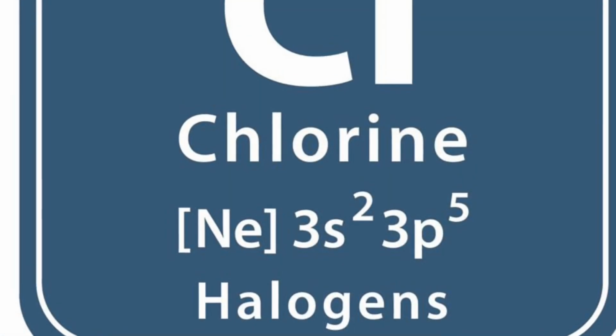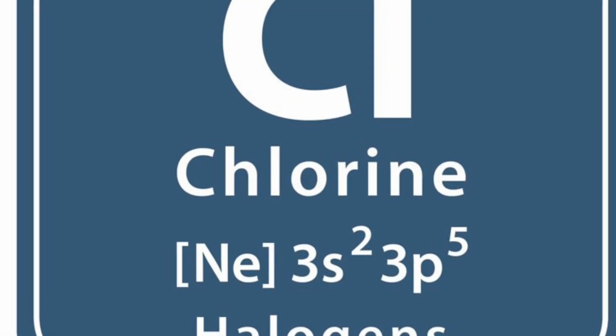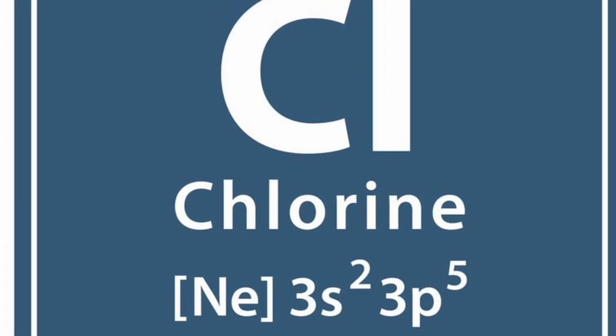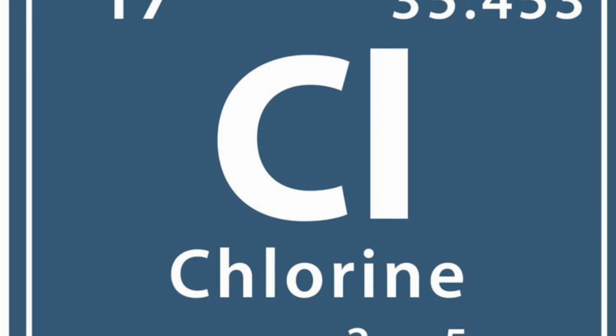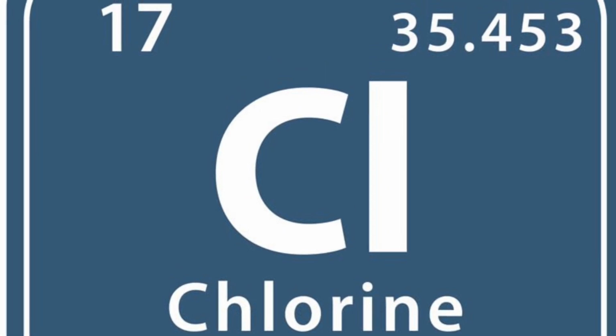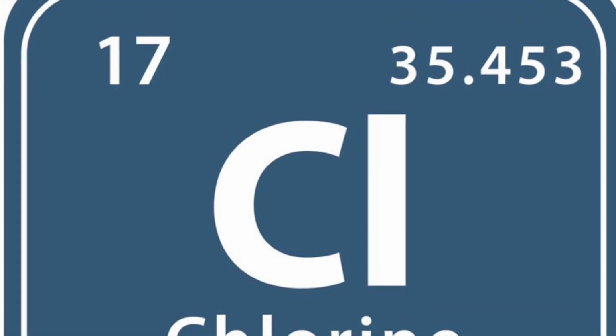Hi, my name is Samantha, and for my final video project, I am researching the element chlorine. So this is the element from the periodic table. As you can see, it's a member of the halogen group, and chlorine has 17 protons, 17 electrons, and an average of 18 neutrons.